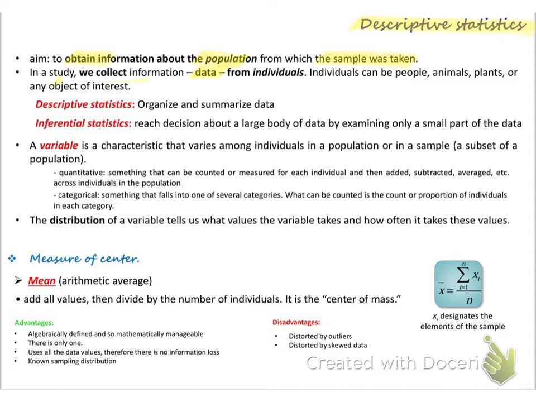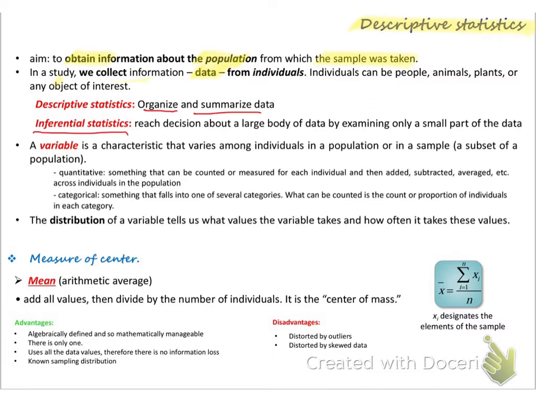We have two types of statistics: descriptive statistics and inferential statistics. In descriptive statistics, we organize the data and summarize them, and make a conclusion of them. But in inferential statistics, we take a sample, a small group of people, and we arrive at a conclusion, and then we generalize this conclusion over the overall population.